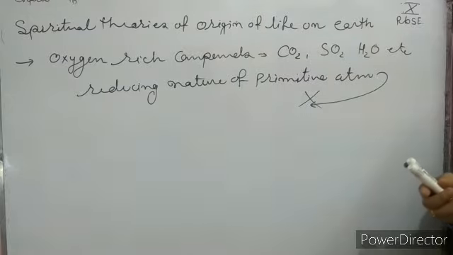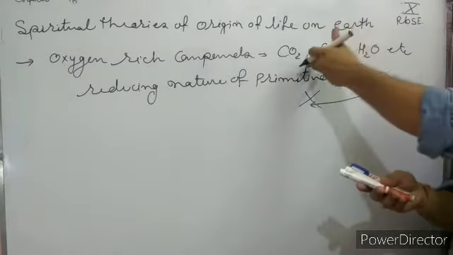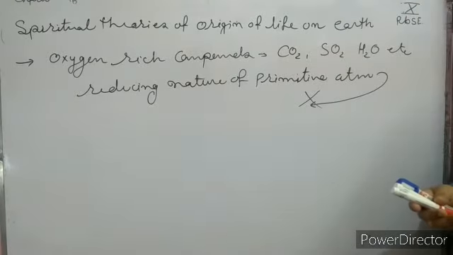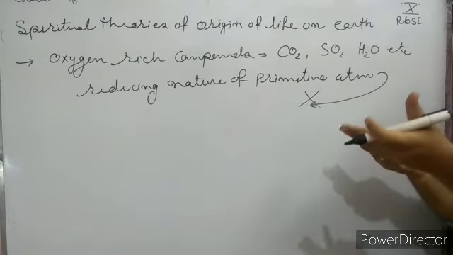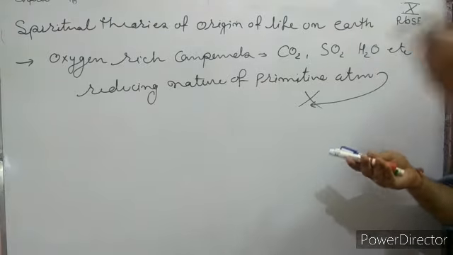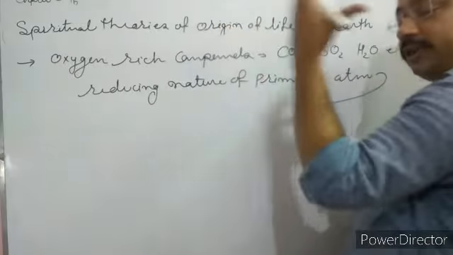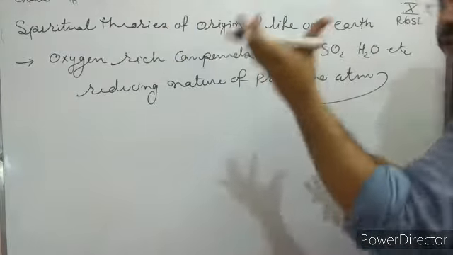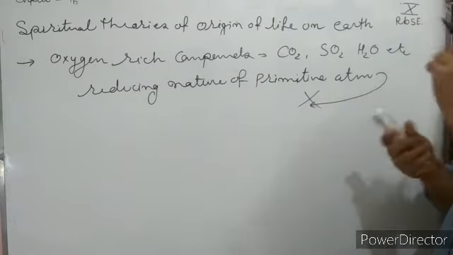So the concept of the reducing nature of the atmosphere we have to leave, because there are lots of oxygen rich compounds. So if these objections are here, then how can we believe that, according to Oparin's concept, the reducing nature and the molecules combining to make life is possible?